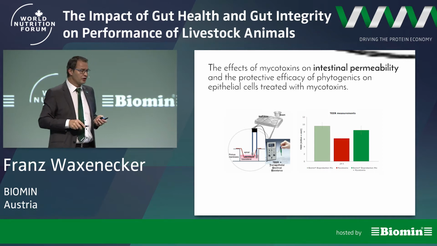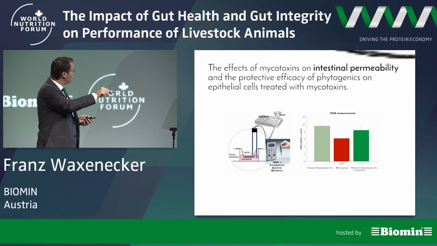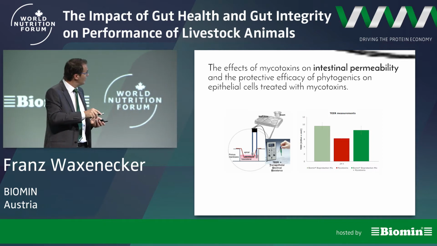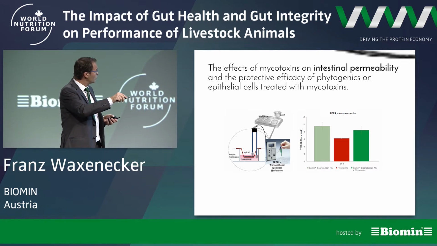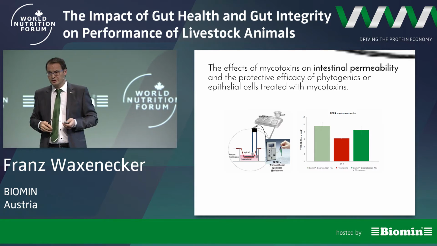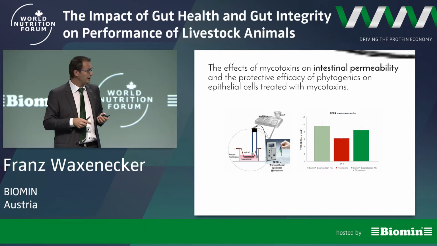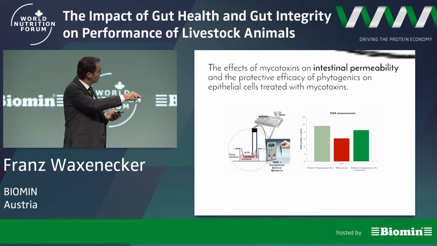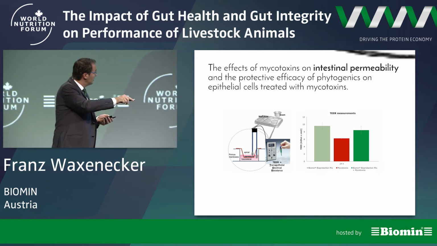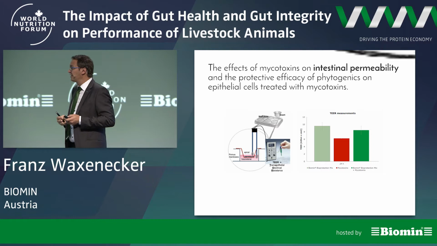This is called the TER model, where we measure the impedance between the two sides of such a tissue in an in vitro approach. And you see that compared to a control group, this impedance was significantly lower after DON was added. So this is exactly the leaky gut effect. And it could be restored again by the use of phytogenics, by a bioprotection mix. And you see that the formation of the tight junction proteins was repaired again.